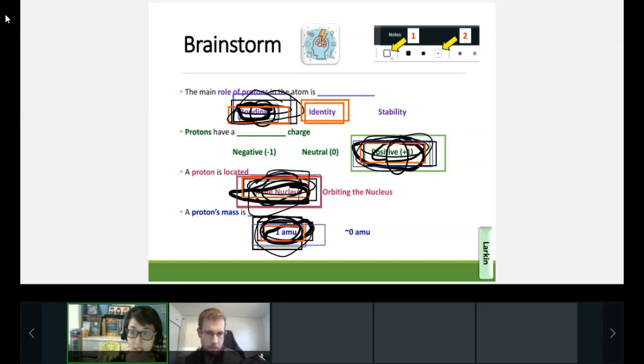Perfect. All right, let's pause these tools up here. It looks like we had a couple mistakes, but we did start to fix them. Taking a look here, the main role of protons, remember, protons are always in charge of identity.